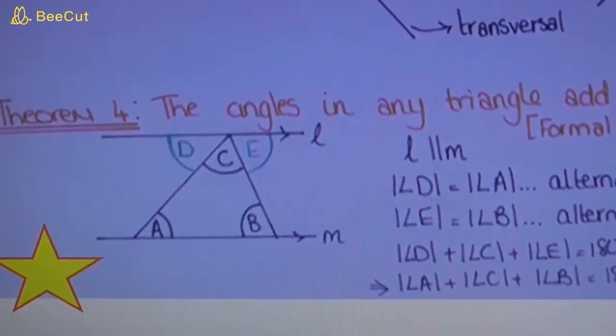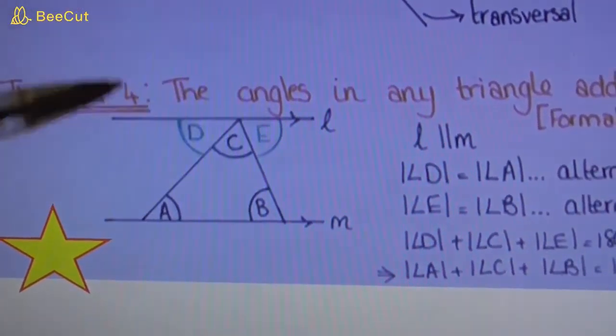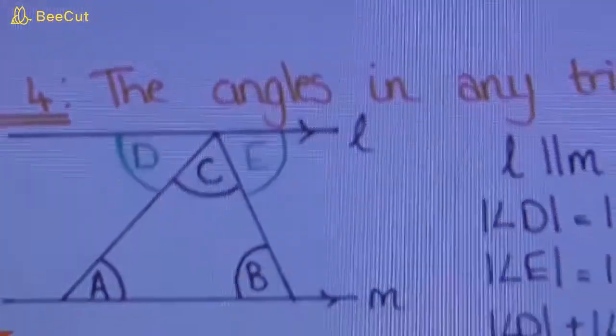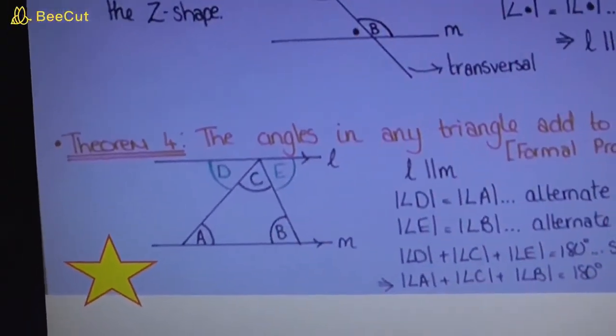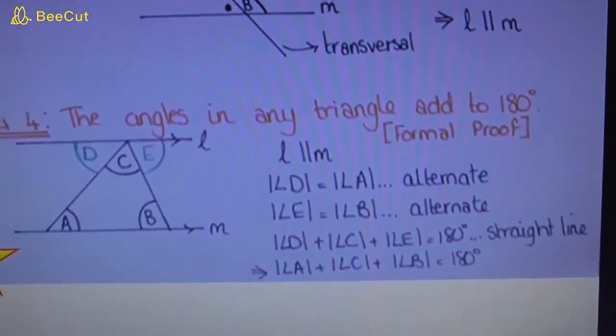Construction. The construction would be to label angle D and E. That would be your construction part. I've done that in a different colour pen, in green. Label angle D and E. And then to prove. So this is where you start proving it out. So this is this part here.